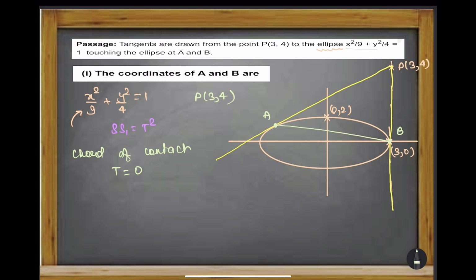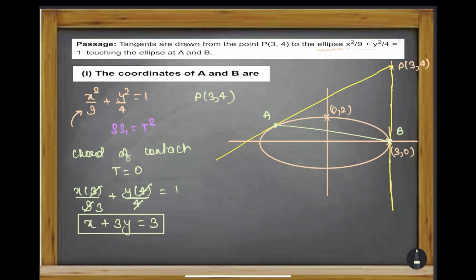So go for it. So it is x x1 plus y y1, and then this thing done. So we have x plus 3y equals 3. So we got our chord of contact. Now if I solve this chord of contact with the curve, we will get the points of intersection of the chord of contact and the curve, and things are done. We want A and B only, so we will solve this.